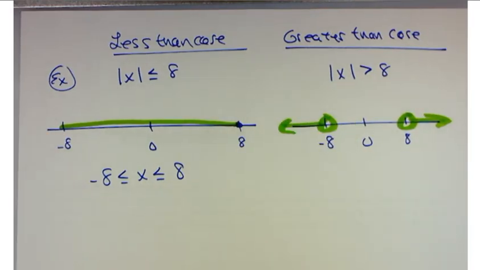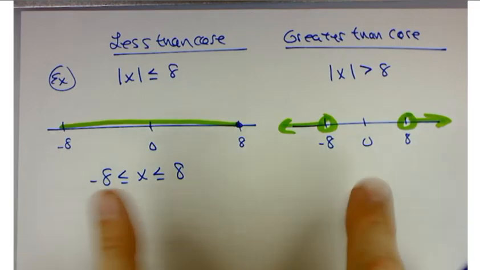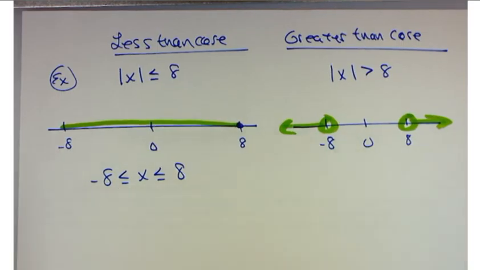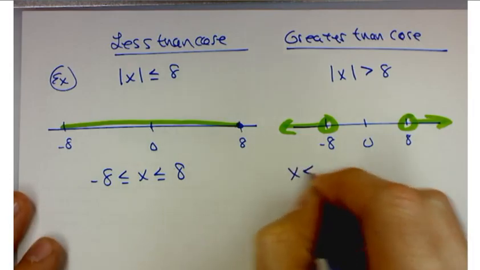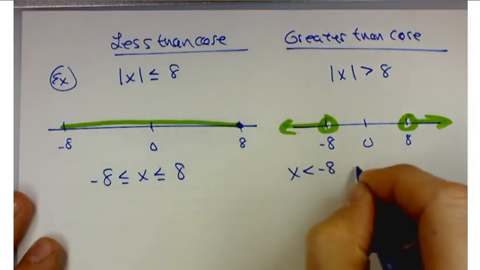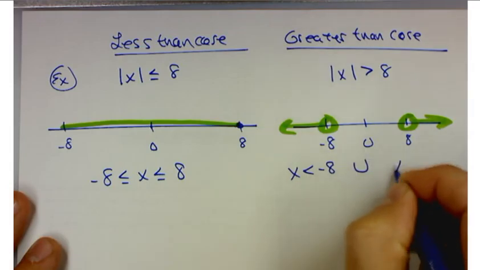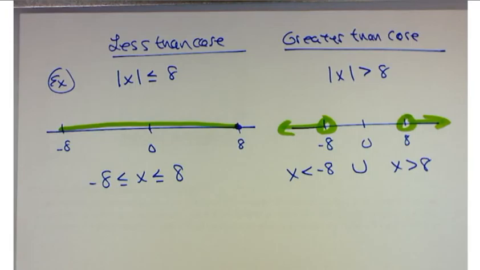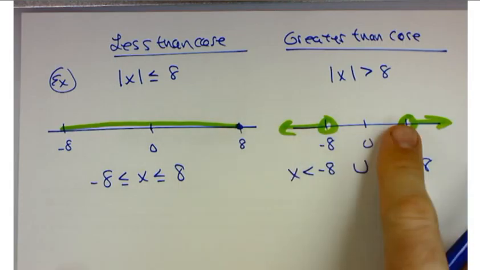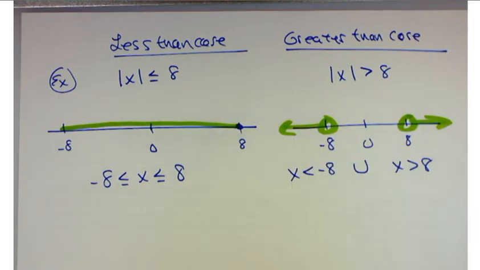So when you're solving these types of problems, your solutions for these are going to look a lot different. You're going to have x is less than -8 union x is greater than 8. Those are your two solutions. So in the less than case, you're going to have one big interval. In the greater than case, you're going to have two intervals that face away from each other. So let's do a couple problems like this, kind of on the quick.